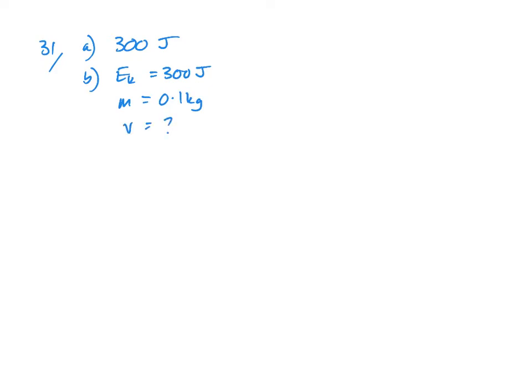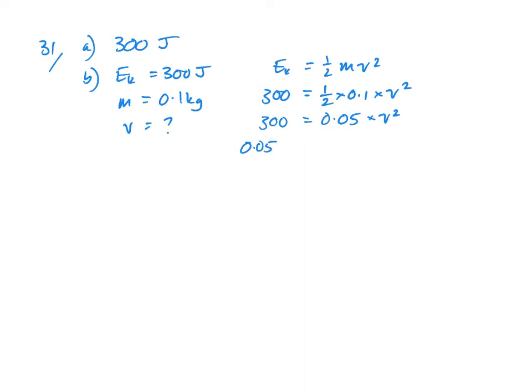We're being asked the velocity. Speed and velocity are the same here because it's going in the same direction. So our formula there that links these together, EK equals a half mv squared. 300 is a half times 0.1 times v squared. Remember in the worked examples I did for these, simplify what you can. So 300 equals 0.05 times v squared.